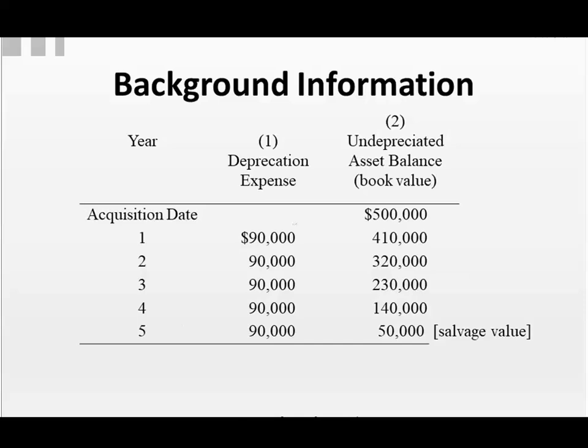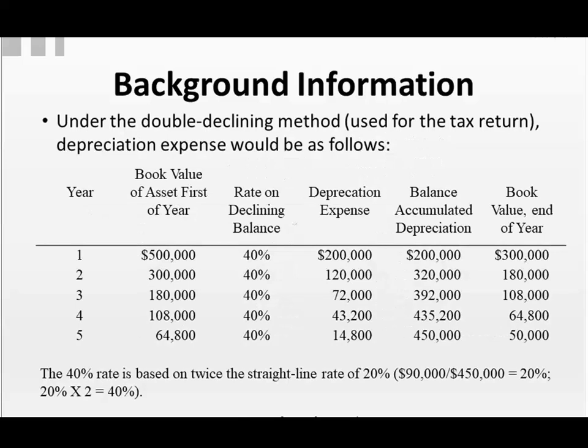However, for the first time, because of the changes to the code, you were able to use double declining balance on the tax return, which is the modified accelerated cost recovery system. That would of course give you a different depreciation. This is a 5-year asset, so instead of depreciating 1/5 or 20% a year, you would double that and take 40% a year. 40% of what? 40% of the declining balance.